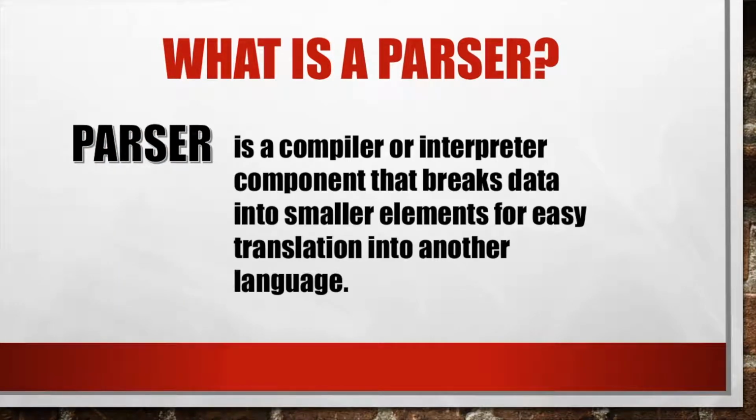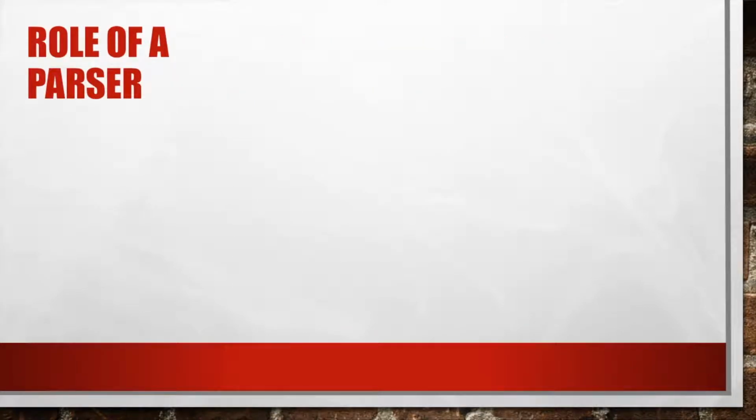What is a parser? A parser is a compiler or interpreter component that breaks data into smaller elements for easy translation into another language. A parser takes input in the form of a sequence of tokens or program instructions and usually builds a data structure in the form of a parse tree or an abstract syntax tree. To understand more how the parser works, try to look at this diagram.